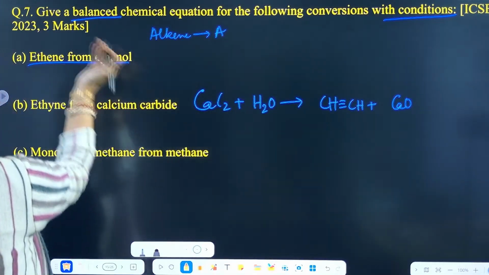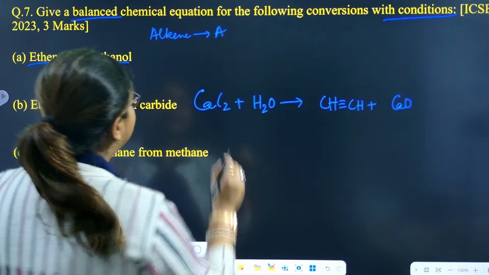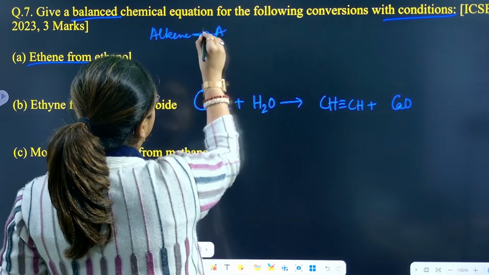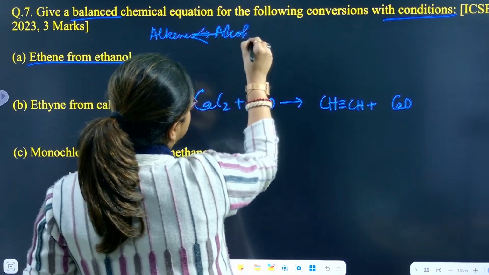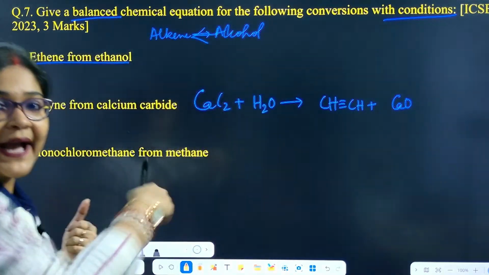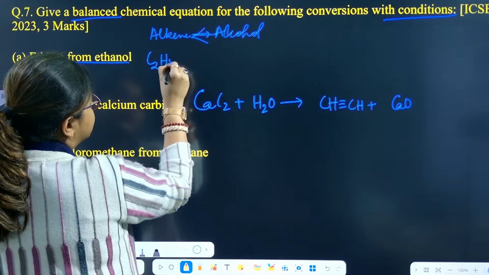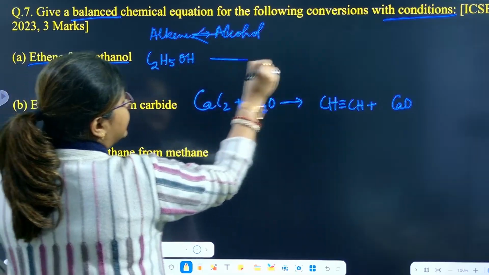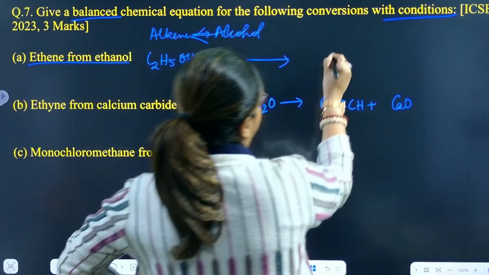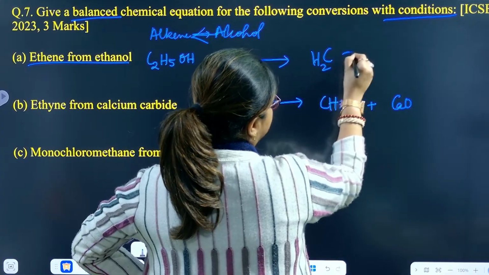That means ethene has to come from ethanol. So this is reversed. From alcohol you have to come back to the alkene. So if I write alcohol CH, from this you have coming to ethene.